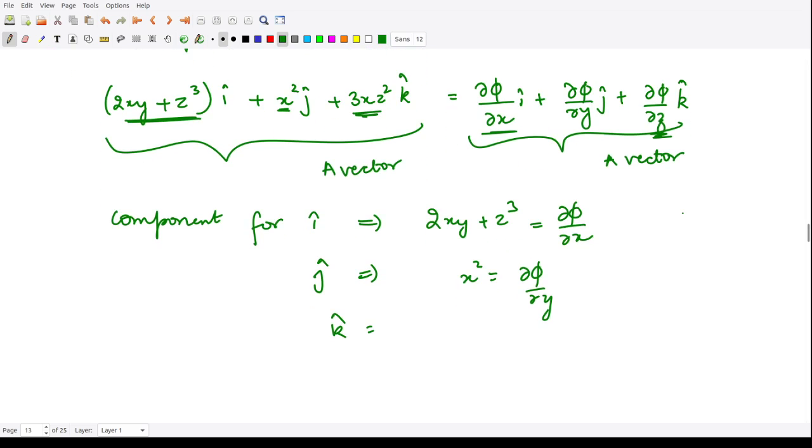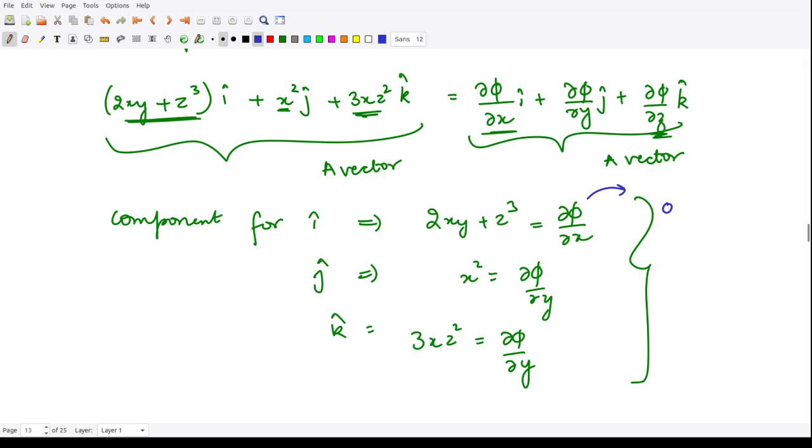So we can write 3xz² is equal to ∂φ/∂y. So we got these three equations where we are to determine what φ is. What we can do here is integrate these with respect to x, y and z. Once you integrate the first equation, let's see what you obtain.